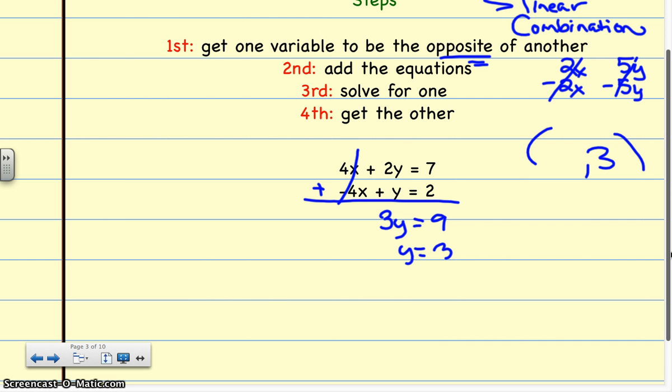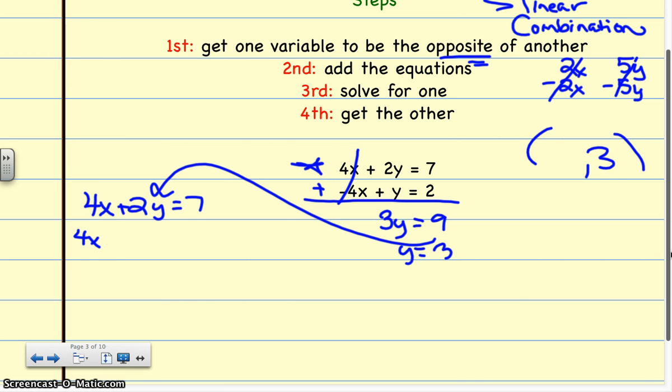Now, to find my x, I just pick an equation. I'm picking the top one. 4x plus 2y is equal to 7. Our y is 3, so I just plug that in. And I get 4x plus 2 times 3 is 7. 4x plus 6 is 7. 4x equals negative 1. x is a negative 1/4. And that's okay.